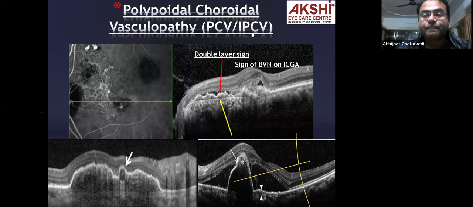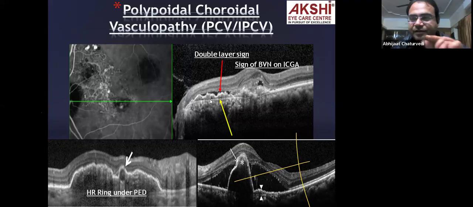Yeah, perfect. So this double layer sign is basically the differentiation of the RPE and the Bruch's complex. The above area is the RPE, the lower area is the Bruch's complex. See, there's such a small space and it gets separated. So it's kind of a PED only, with multiple PEDs. And this is the double layer sign, which is the sign of this branching vascular network seen on the ICGA.